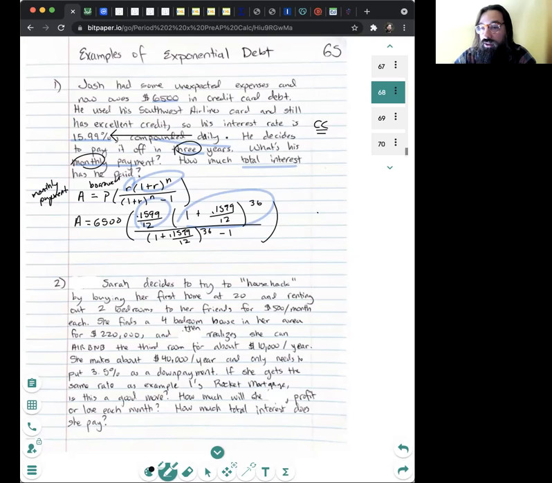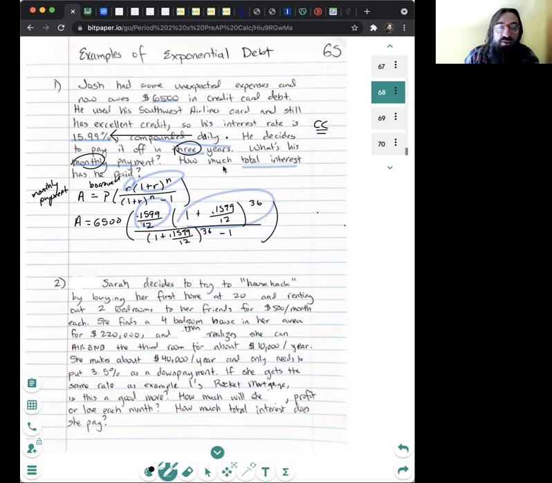And then this is just the mother of PEMDASs. We've got to be able to do these correctly. You've got to be able to type this in. So that is the setup, the explanation for this problem. That's going to give you the monthly payment, which is what we're after.